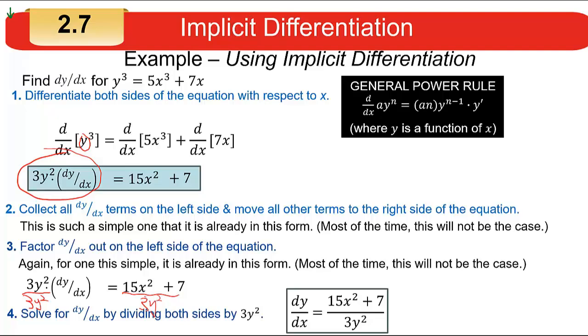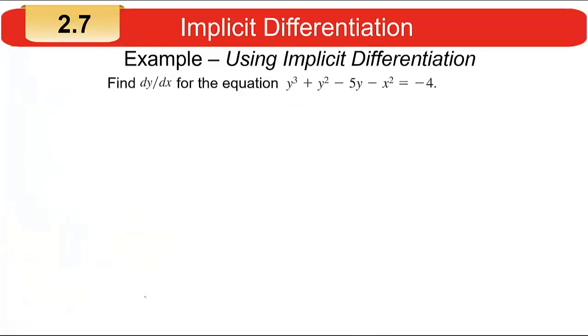Now let's bump the level of difficulty up a little bit. How about this one? This time the equation is y cubed plus y squared minus 5y minus x squared equal to minus 4. I say it's more difficult, but the derivative parts are really not, because the first step is the same as always. Differentiate both sides of the equation with respect to x.